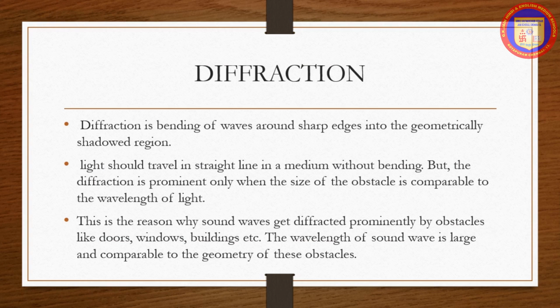Diffraction is the bending of waves around sharp edges into the geometrically shadowed region. Light should travel in a straight line in a medium without bending, but diffraction is prominent only when the size of the obstacle is comparable to the wavelength of the light. This is the reason why sound waves get diffracted prominently by obstacles like doors, windows, etc. The wavelength of sound waves is large and comparable to the geometry of these obstacles.